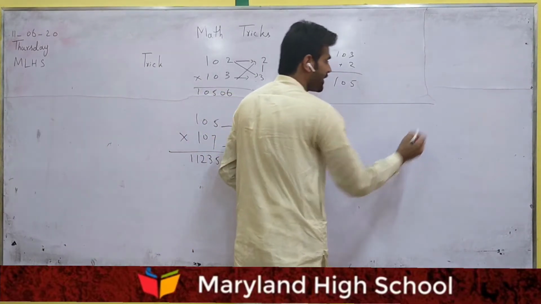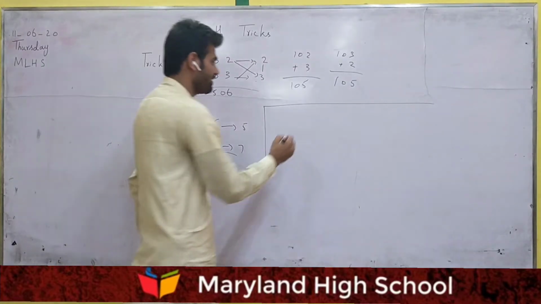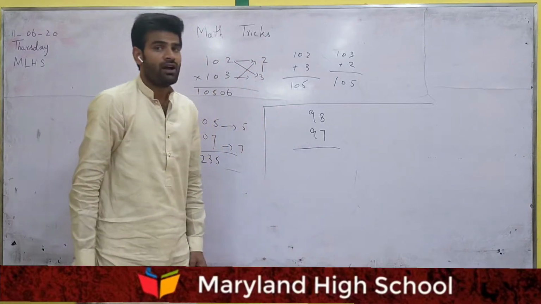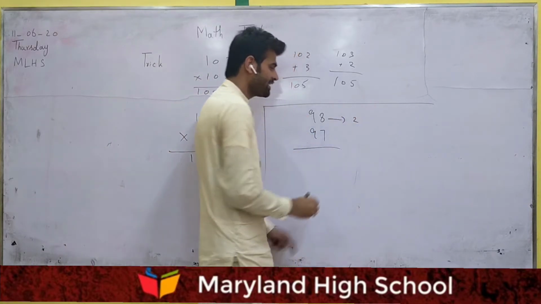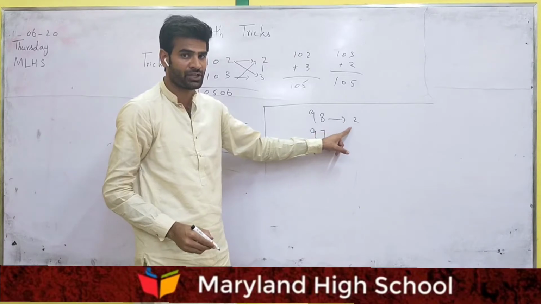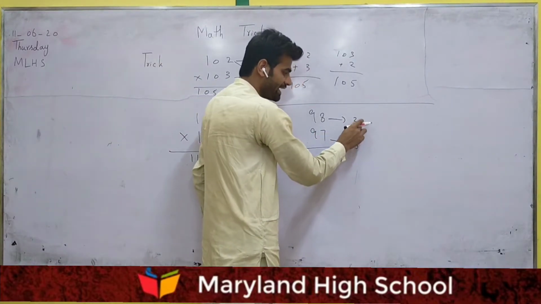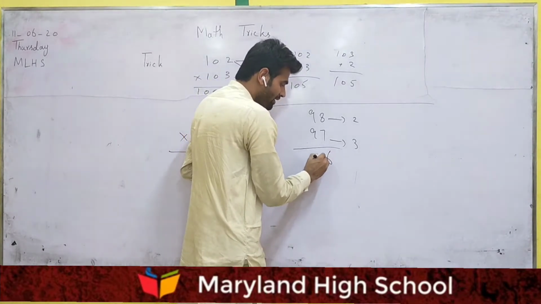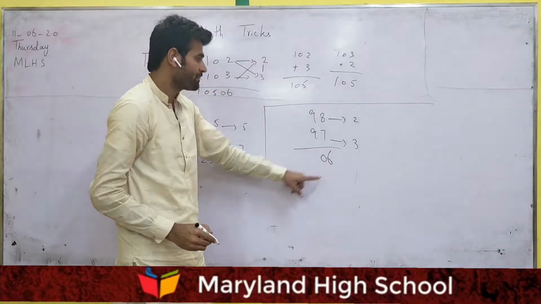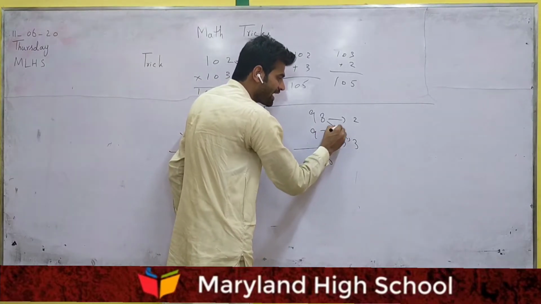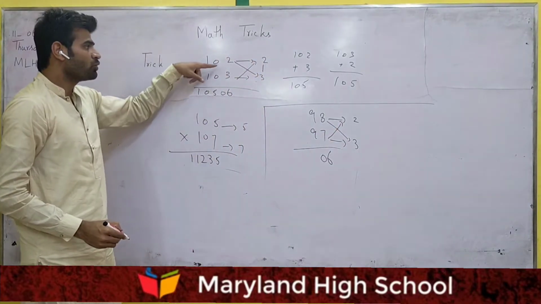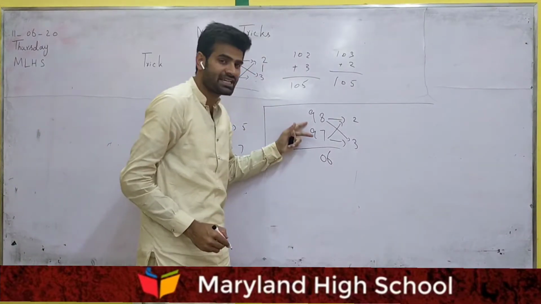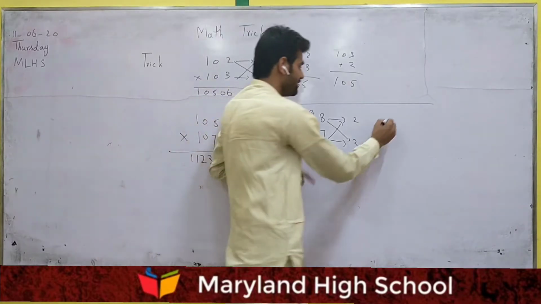Now numbers near to 100 but less than 100, like 98 multiplied by 97. How much less than 100? 98 is 2 less and 97 is 3 less. Then again multiply: 2 threes are 6, but we write it in 2 digits, so I put 0 with 6. Then cross subtraction. When a number is more than 100, we add, cross addition. When it is less than 100, we subtract.